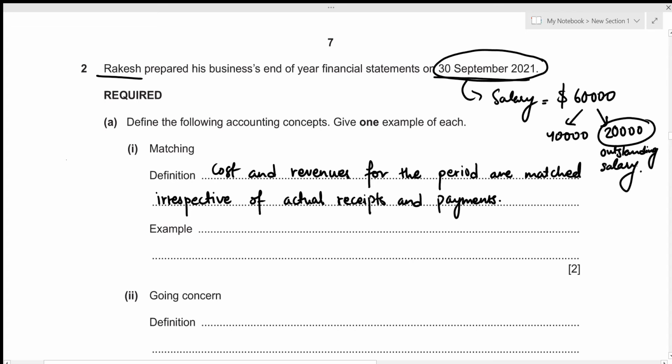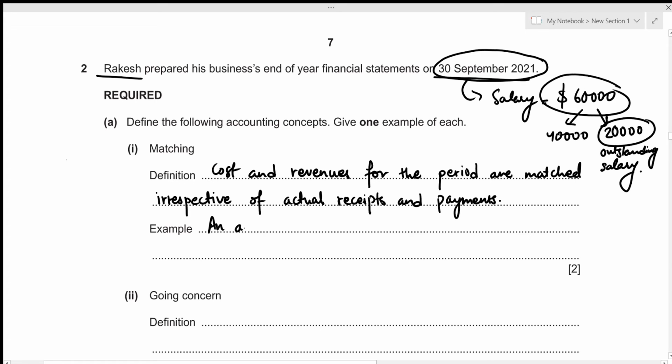So if we're talking about the income statement, we just record our costs and revenues alongside and see which one is the greater one. In this case, the salary that will be recorded in our income statement is actually 60,000 because this is the salary incurred for this particular year, whether it is paid or not. So this is what it means by the matching concept. So for the example, what we can write is an accrual must be made for an expense incurred in the period but not paid for, like the example I just gave.